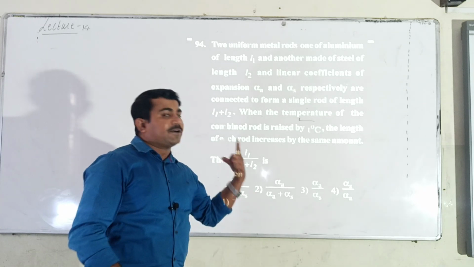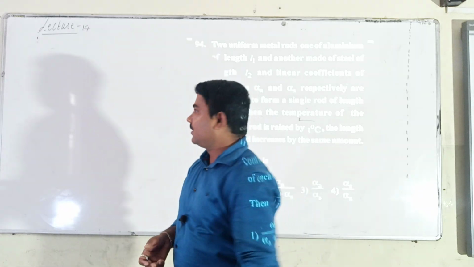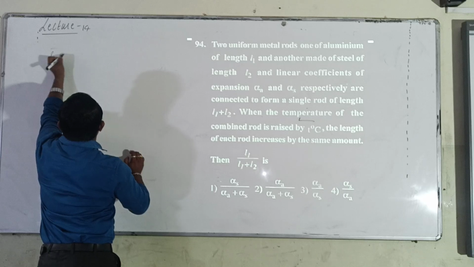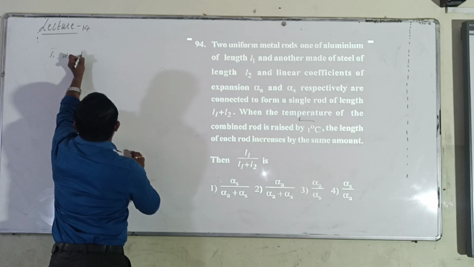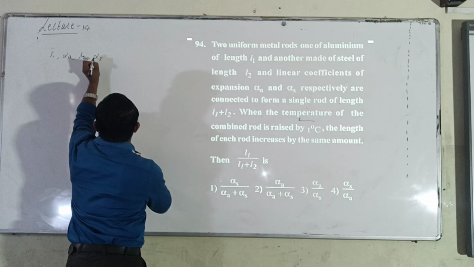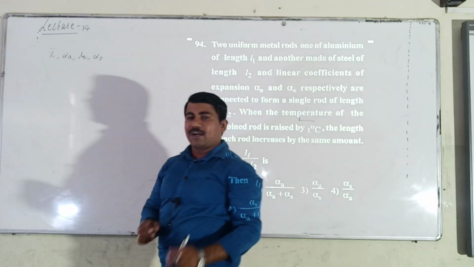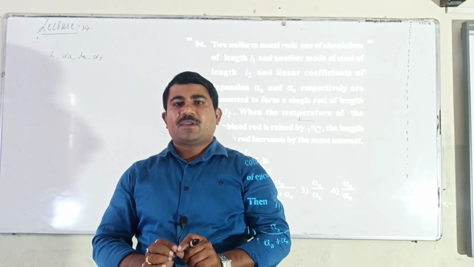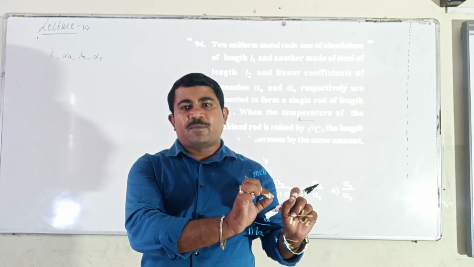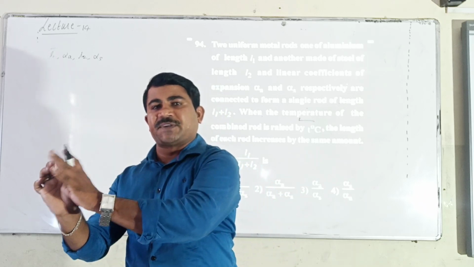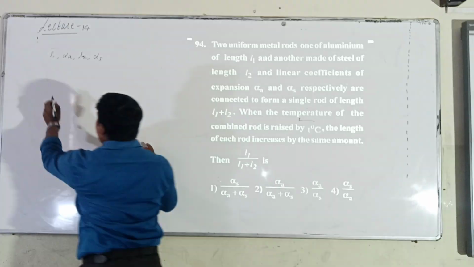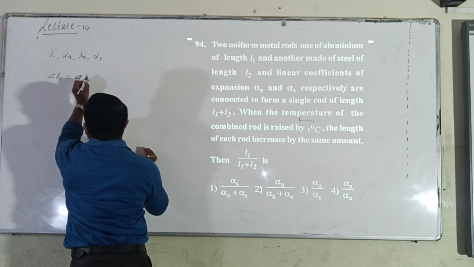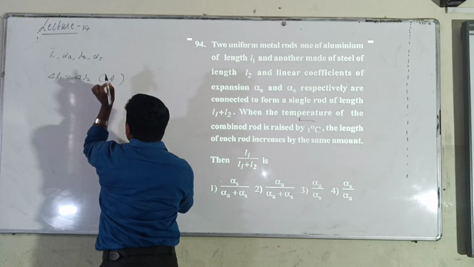So which relation is obeyed? Shall I take it here? Initially I will take the length of the rod as L1, given for this alpha A. The length of the rod L2 is given for this alpha S. We know that at the common temperature T, the change in length of the first rod must be equal to the change in length of the second rod. Del L1 must be equal to del L2 only at common temperature T.